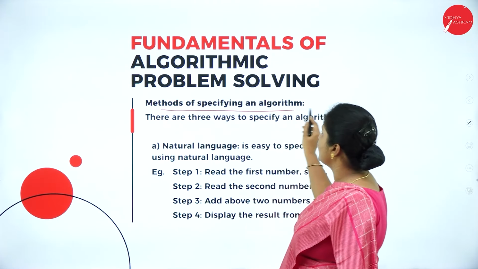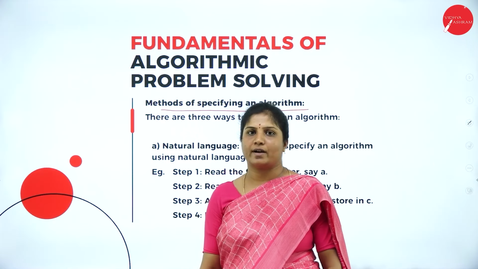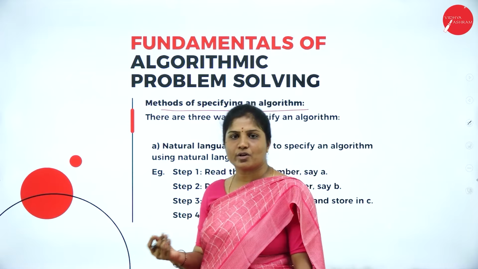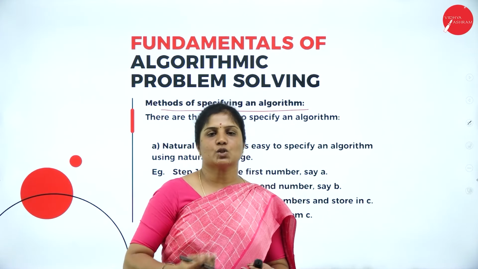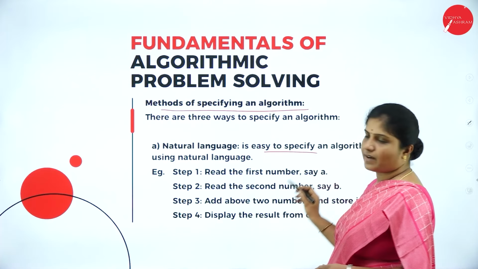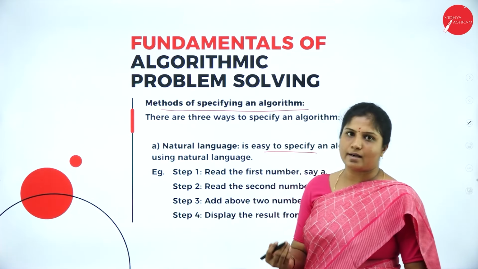Next, methods of specifying an algorithm. There are three ways to specify, to write an algorithm. One is natural language. Natural language is nothing but the language in which we are communicating, for example, the English language. It is easy to specify, isn't it? Natural language is easy to understand and specify.